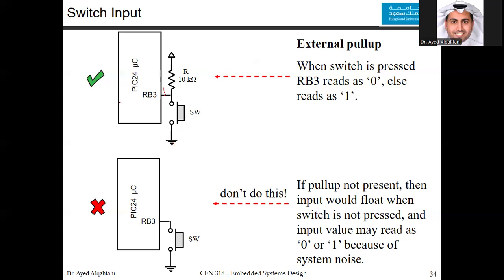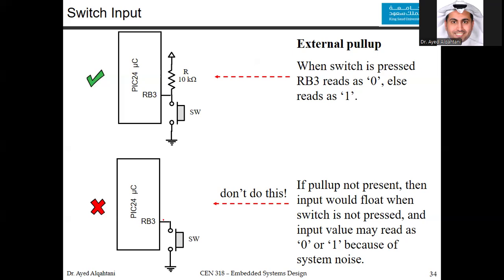And that's fine. Now, if you forgot to have the pull-up resistor, and you have a switch and you connect it directly as an input, if the pull-up is not present, the input would float. So if the switch is in the release state, we have no idea what the input is.